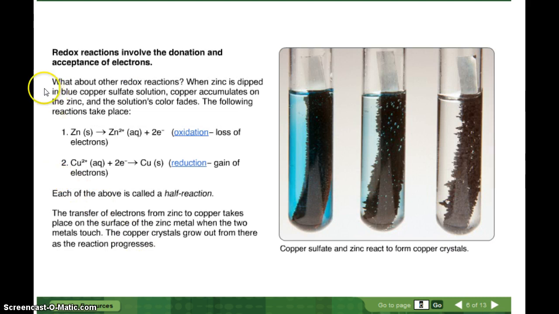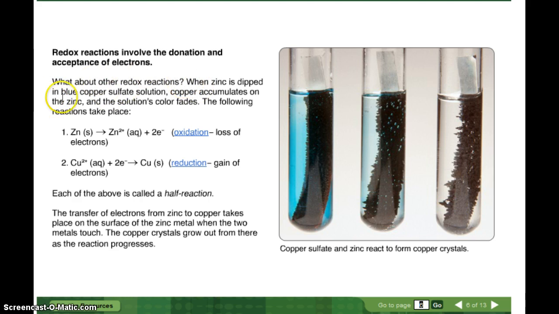What about other redox reactions? When zinc is dipped in blue copper sulfate solution, we have our blue copper sulfate solution, and you can see the piece of metal up here. Originally this whole piece was this silverish color because it's zinc. And as you can see, it looks like it's getting more hairy. And what do you notice about the liquid? The liquid's getting clearer because the copper is coming out of the solution and attaching itself onto this zinc piece of metal.